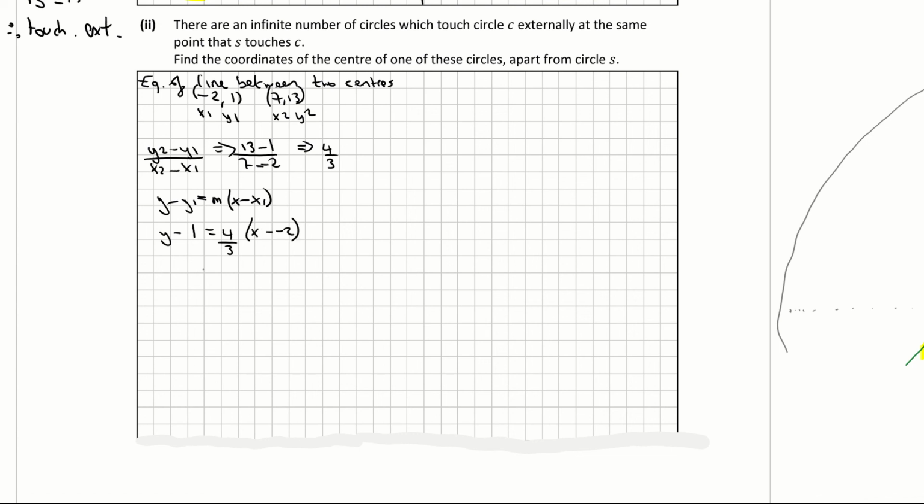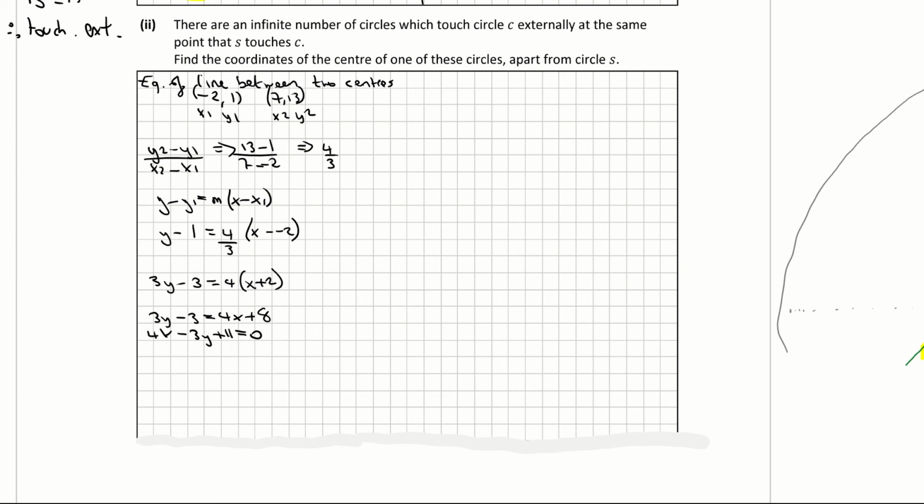And then if I multiply across by 3, that's giving me 3y minus 3 is equal to 4 times x plus 2, which gives me 3y minus 3 is equal to 4x plus 8, which tidies up as 4x minus 3y plus 11 equals 0. So that's the equation of the line between the two centers.